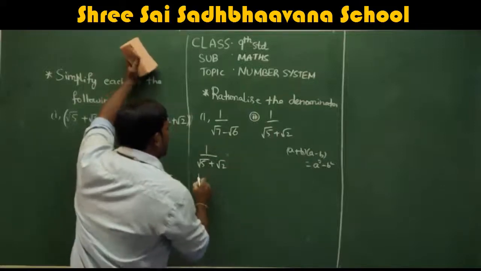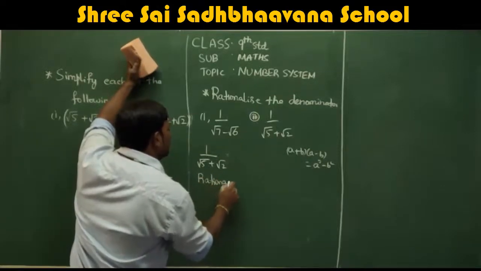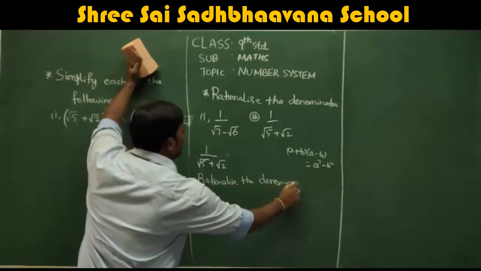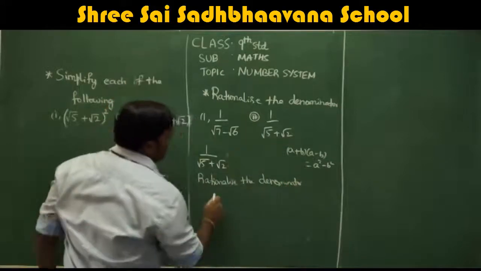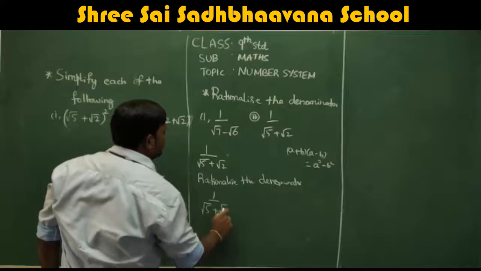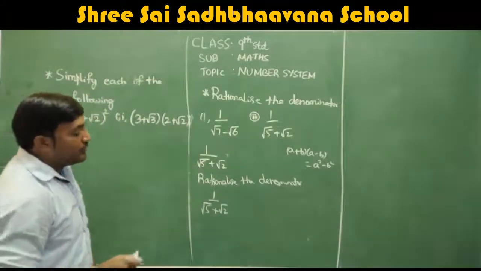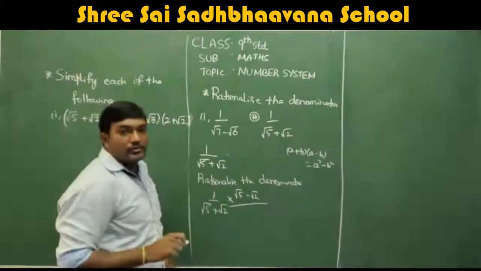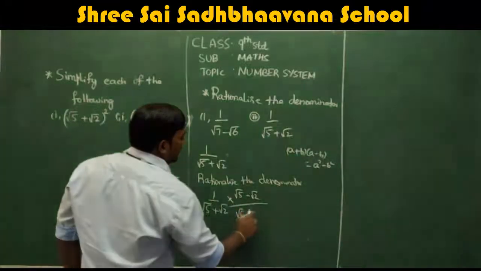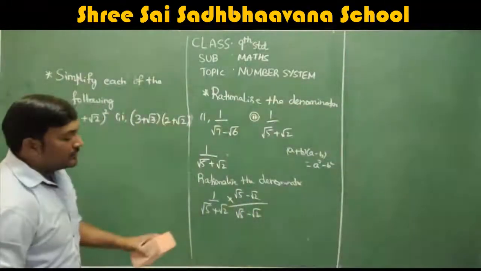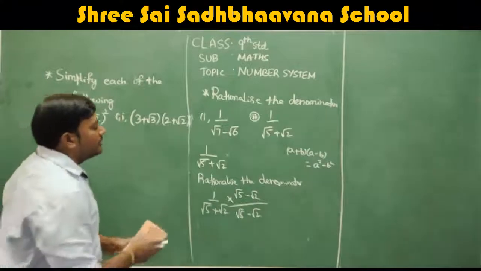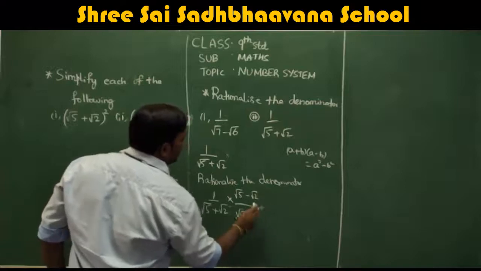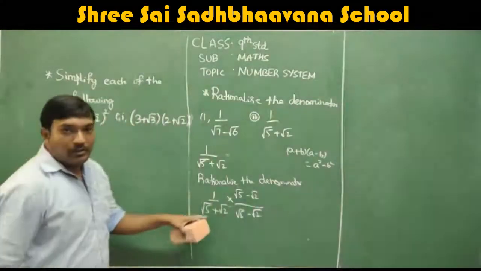Remember what we have to take? Rationalize the denominator. As we know, you have to rationalize the denominator. How do we rationalize the denominator? The denominator root 5 plus root 2 is there. You have to take it as root 5 minus root 2, remember, and multiply and divide by root 5 minus root 2. Correct? Why are we taking root 5 minus root 2 there? Because here we have a plus sign in between root 5 and root 2. If a plus sign is there, what do we have to take? We have to take a minus sign. With the minus sign, we multiply and divide.